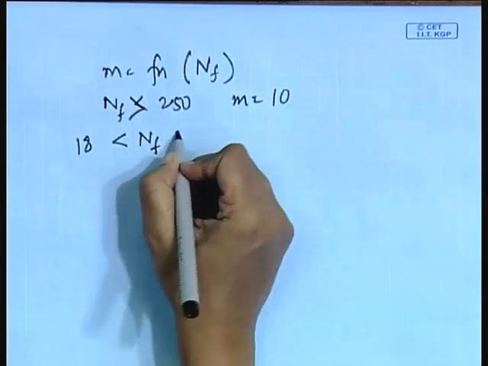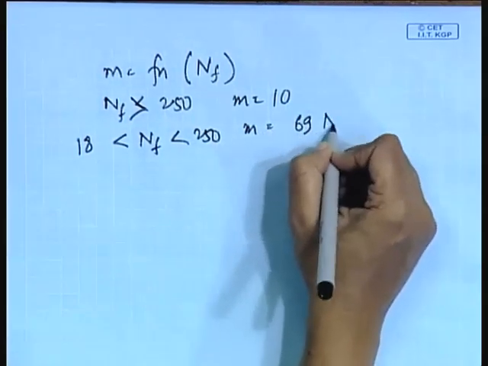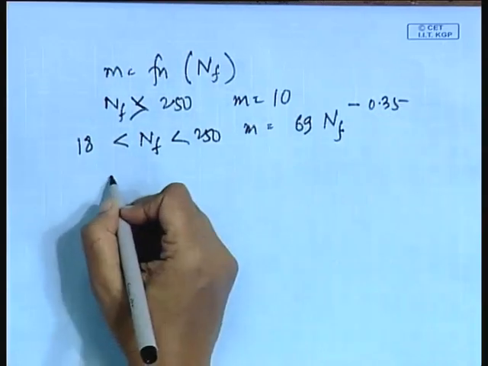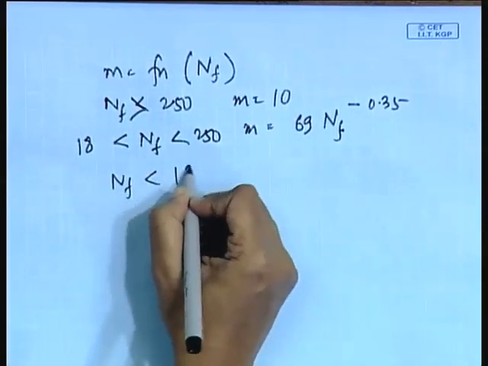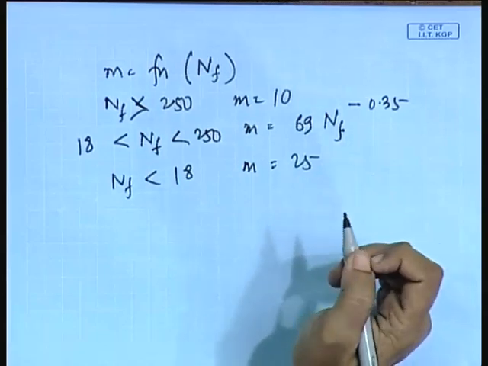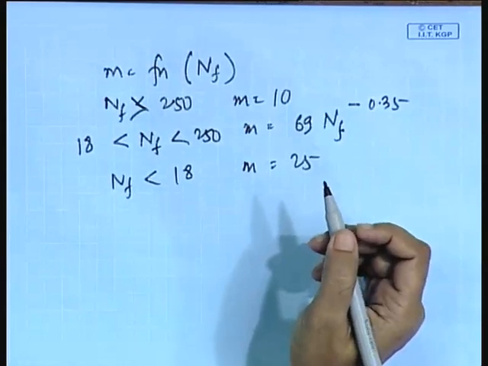When NF lies between 18 and 250, m equals 69 NF to the power minus 0.35, and when NF is less than 18 we find m equals 25. Okay. So, therefore, there are a large number of expressions that textbooks give you.